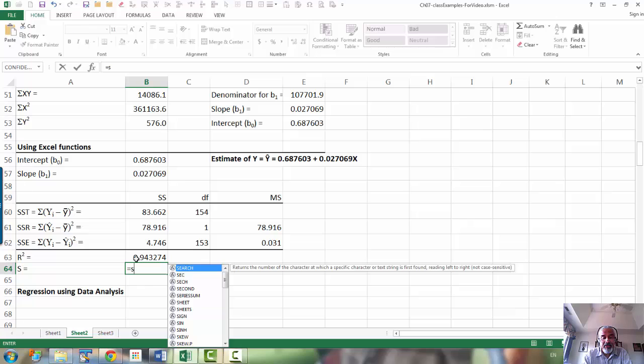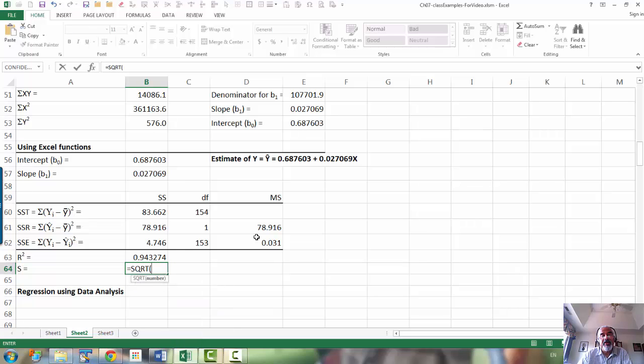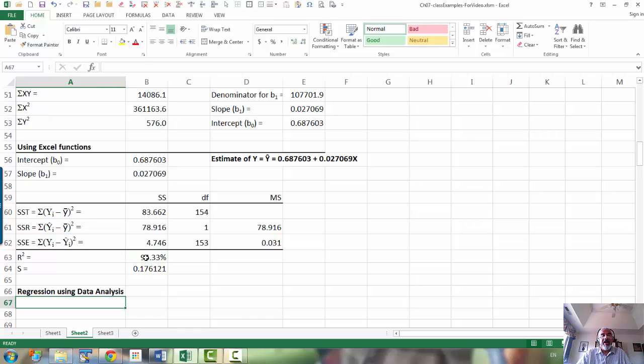And S is the square root of MSE. We'll talk more about this S a little later. R squared is expressed as a percentage. So 94.3% of the variability in the gas prices is explained by the crude oil price, which makes sense.